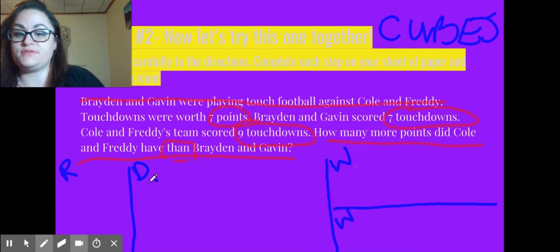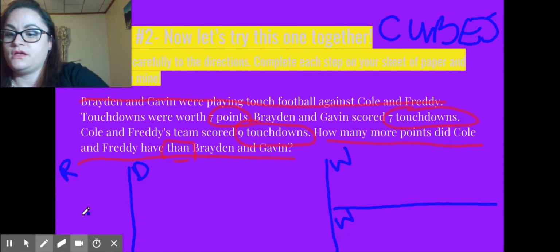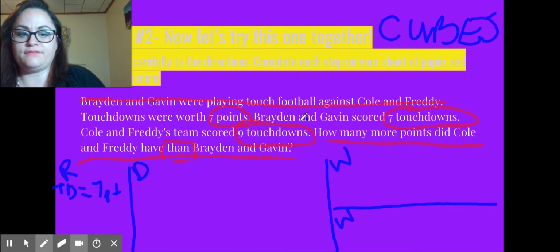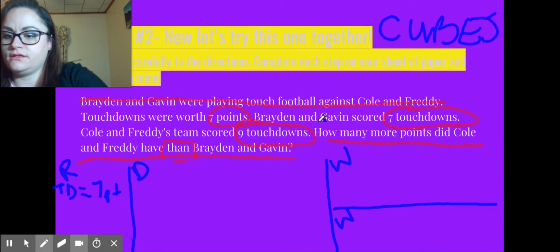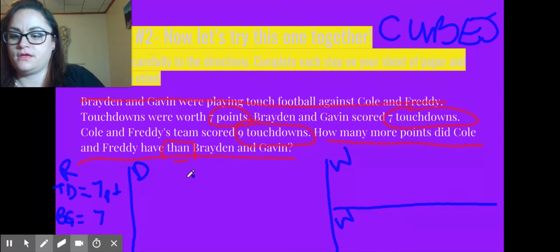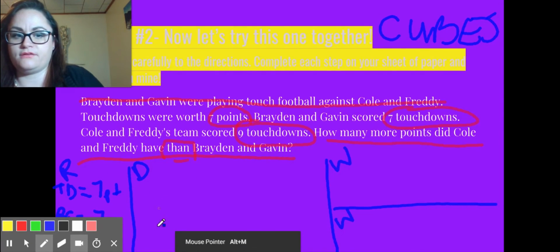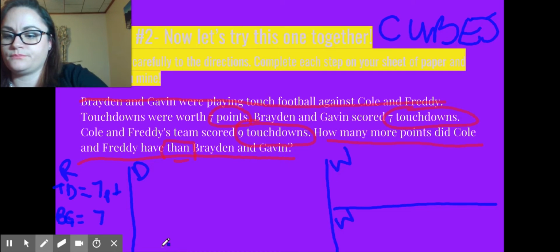Your first step is to pull out your important information. Touchdowns, or TDs, as we like to call them, equal 7 points. Gavin and Brayden's team scored 7. So we'll do Brayden and Gavin, which is BG, equals 7. And then we have Cole and Freddie, which equals 9.